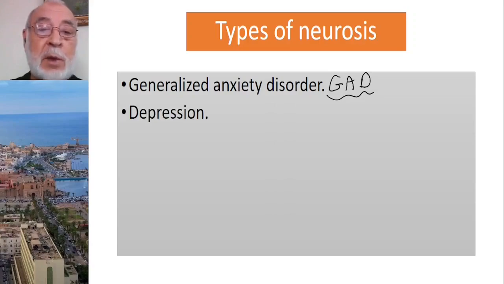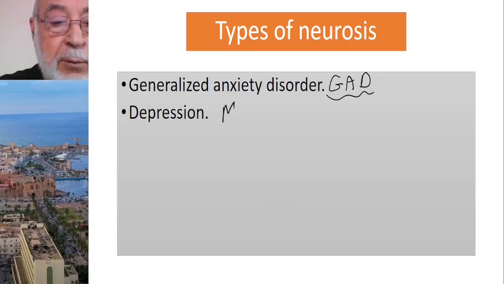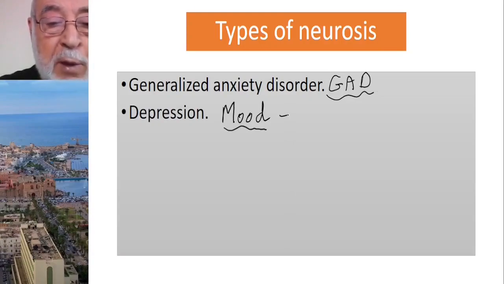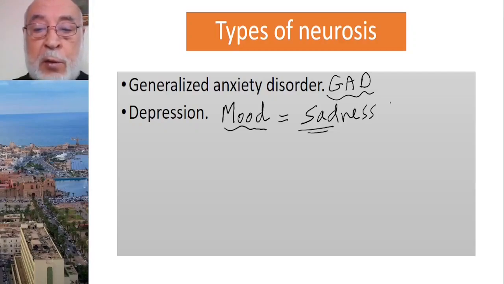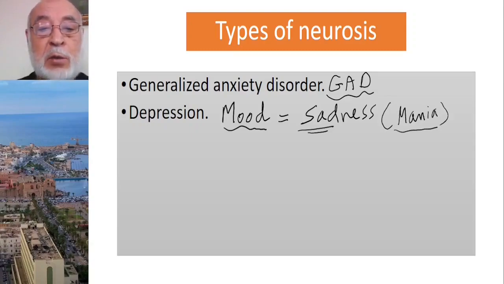The second type is known as depression. Depression usually it involves a person's mood. Usually the mood is low. It produces severe stress. It produces sadness without any underlying cause. Okay. Depression, the opposite of depression is known as mania, which is usually an elevated mood.